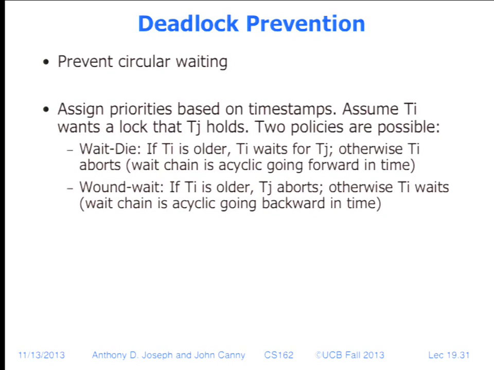The other approach is just the opposite in time. If TI is the older of the two transactions, you abort TJ, which allows TI to get the lock. Otherwise, TI waits. Now TI is the younger of the two transactions. It's waiting on a TJ that's older, and so the dependency arrows are going back in time this time. But in both cases, it's a linear ordering by time, in one case going forwards and in the other case going backwards. So it's acyclic, so you don't have a deadlock problem. Yeah?